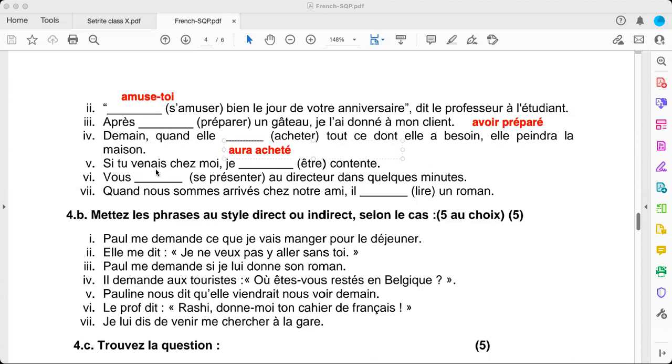Si clause plus imparfait. This would be in conditional. For conditional, for the être verb our base is SER and endings are AIS for je. Vous vous présentez au directeur dans quelques minutes. Donc, a short duration of time means futur proche. So, vous allez vous présenter.